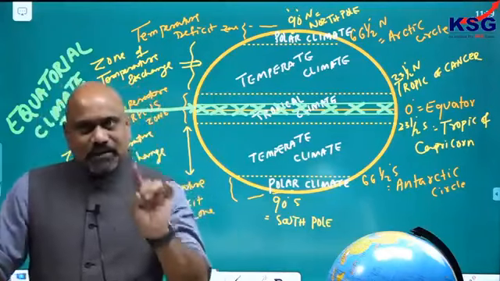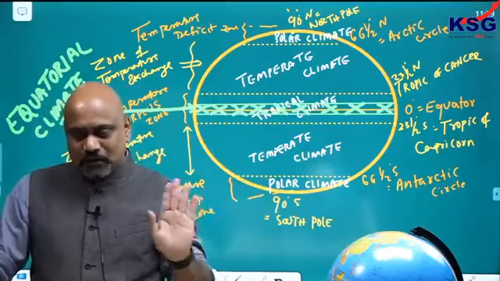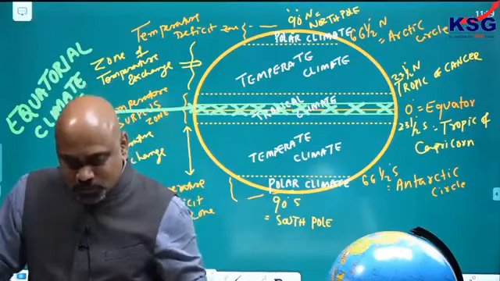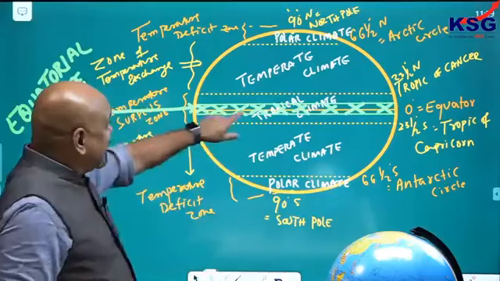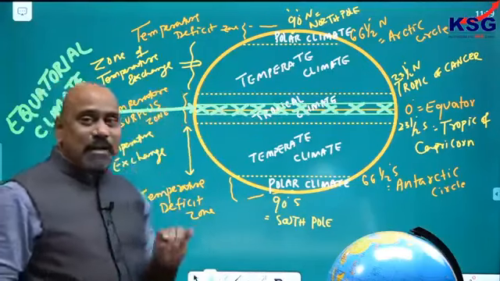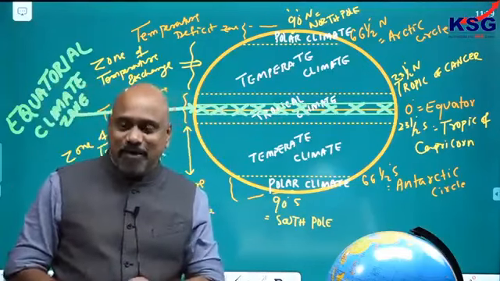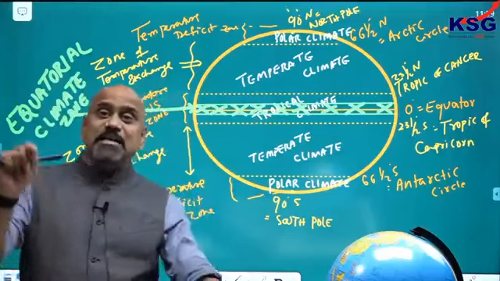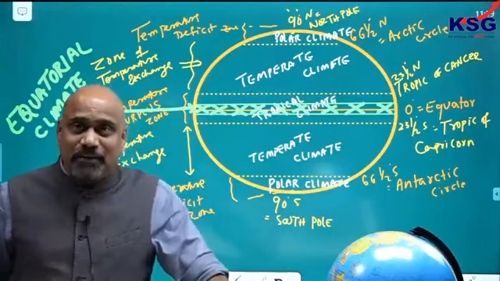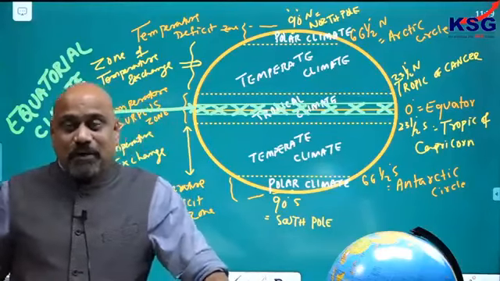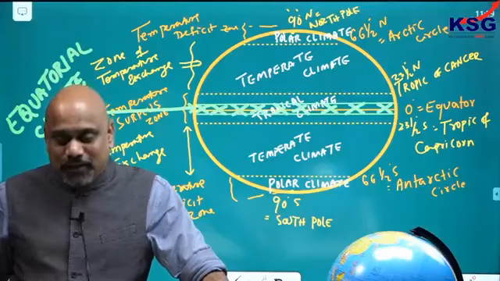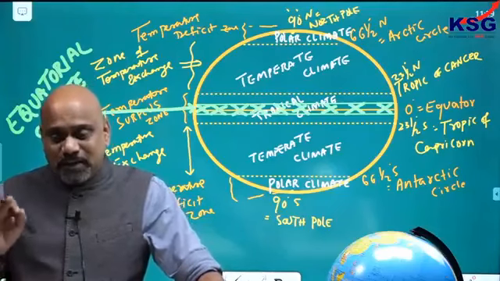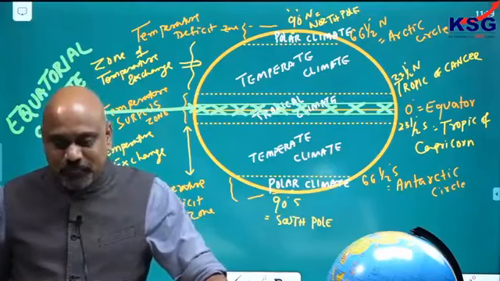ITCZ I will discuss later in the atmosphere chapter. Someone says equatorial climate belongs to the tropical climate zone. Yes, of course. So equatorial climate is a tropical climate first. Absolutely correct. But equatorial climate is a specialized, completely specialized, tropical climate. A special case of tropical climate is equatorial climate. Clear?